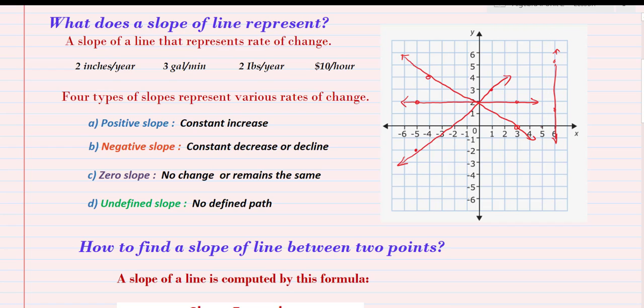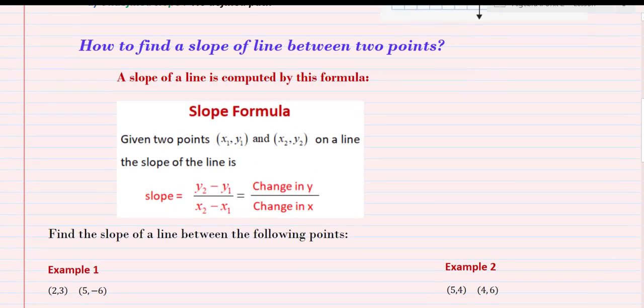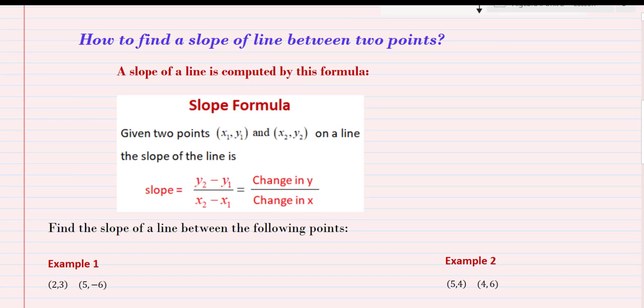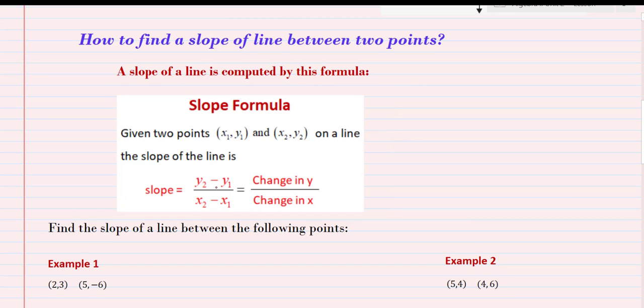Please keep in mind, slopes represent rate of change. Now, how do we find the slope of a line between 2 points? We're going to use a formula. The formula represents 2 points, x1, y1 and x2, y2, and we use it to show the change in the y direction and the change in the x direction, and then we find the slope. Every time you remember a slope, remember it's a rate of change.